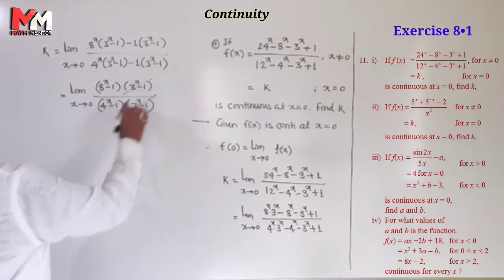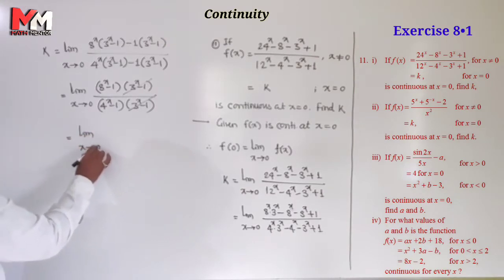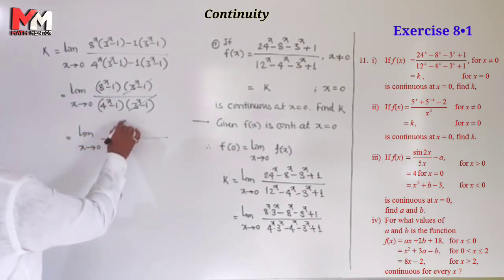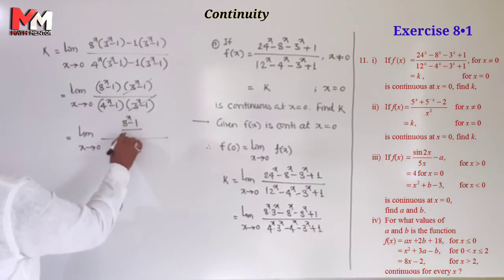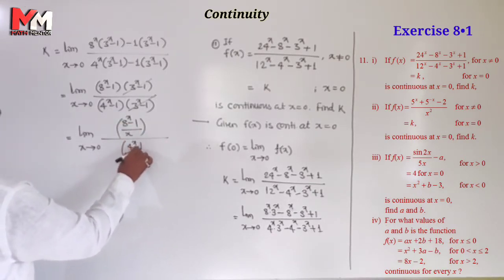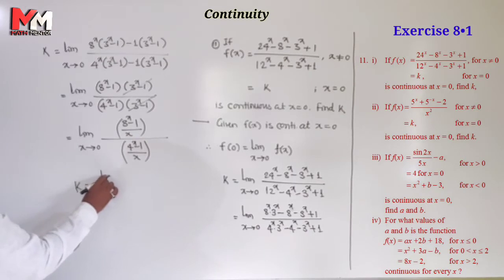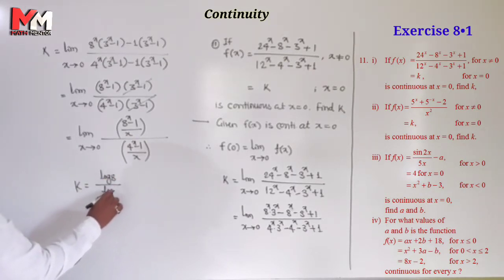This factor cancels, and now this is a very simple form. Now we can divide by x, numerator by x and denominator by x. So k is equal to limit of numerator, which is log 8, and limit of denominator, which is log 4.